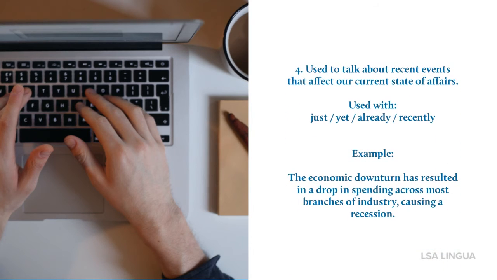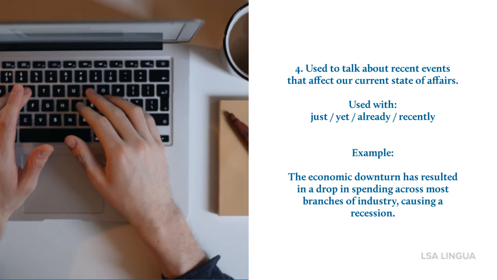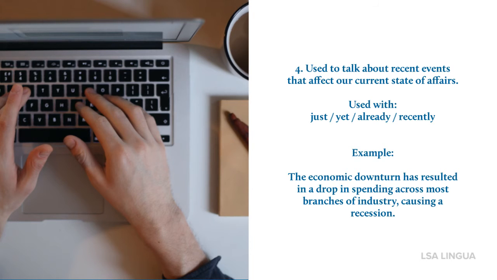The present perfect simple is also used to talk about recent events that affect our current state of affairs, and it's used with just, yet, already, and recently. For example, the economic downturn has resulted in a drop in spending across most branches of industry, causing a recession.